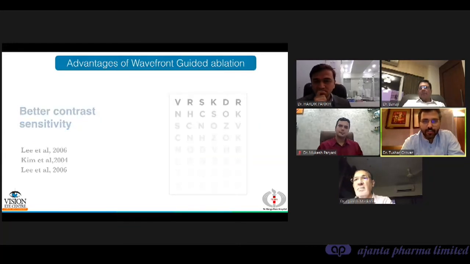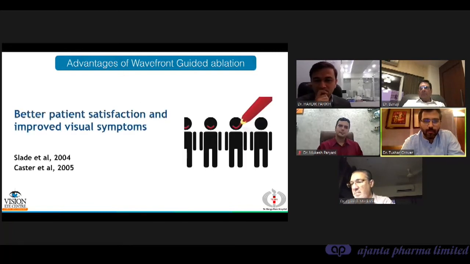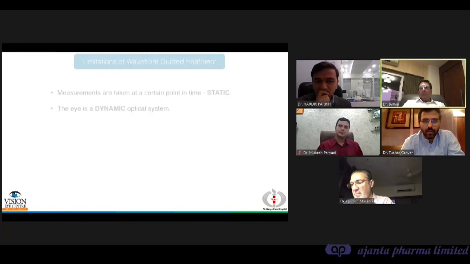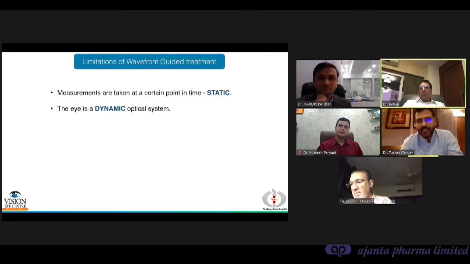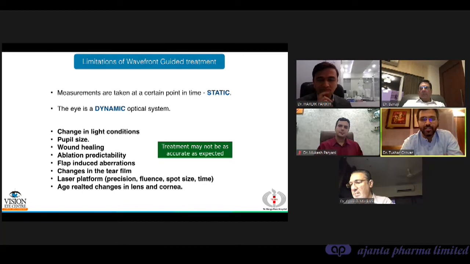There is better contrast sensitivity, better night visual performance, and consequently, better patient satisfaction. However, every treatment has limitations. The limitation with the wavefront guided approach is that you are taking measurements at a particular point in time. So those are static measurements, but the eye is not a static optical system. The aberrations are constantly changing with various factors that come into play.